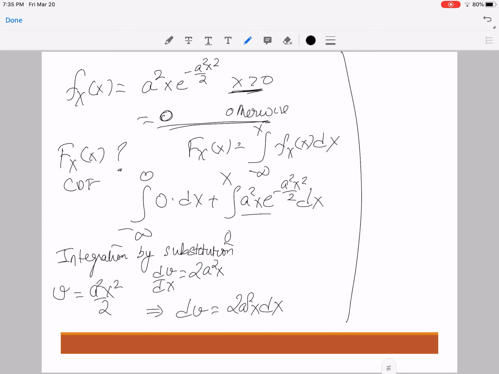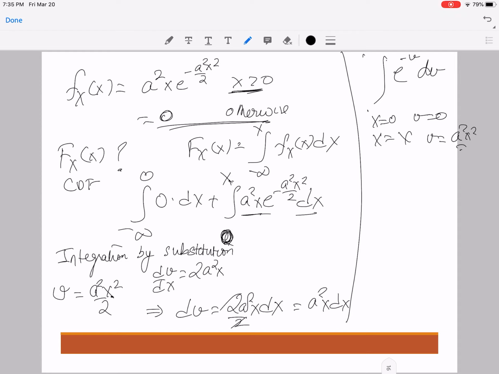Now I can divide by 2. So these 2 and 2 get cancelled. So dv is equal to a squared x dx. Now I can replace a squared x dx with dv. And I can replace a squared x squared over 2 in the exponent as -v. Now, the limits of integration have to be found carefully. When x is 0, so is v, because if I substitute x as 0 here, v is equal to 0. But when x is x, v is a squared x squared over 2. So the limits are 0 to a squared x squared over 2.